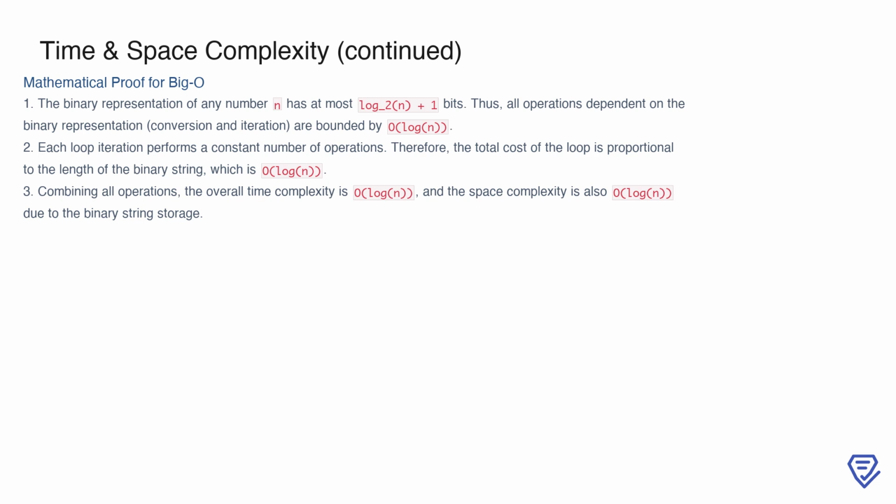Similarly, the space complexity is governed by the storage of the binary string, which also depends on the number of bits in n, leading to an overall space complexity of O(log n). This confirms that both the time and space complexities are optimal and tightly bound to the input size.